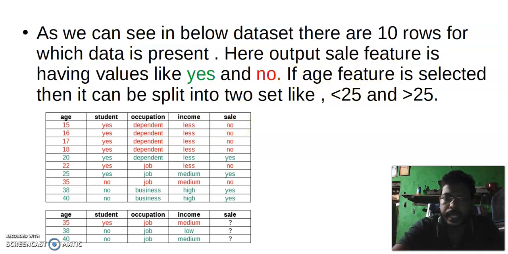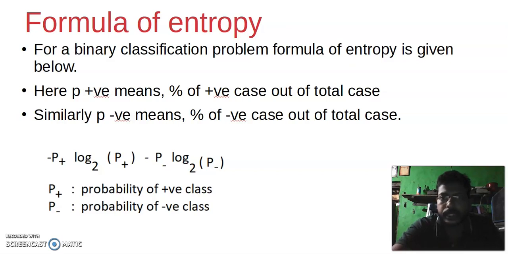If the age feature is selected, then it can be split into two sets. Suppose the decision tree is calculating and taking the age feature as the root node, and the splitting is happening into two sets. For example, we have taken the subset which is less than 25 and the subset which is more than 25. So let's see how the splitting is happening, how the entropy is calculated, and how the information gain is calculated.